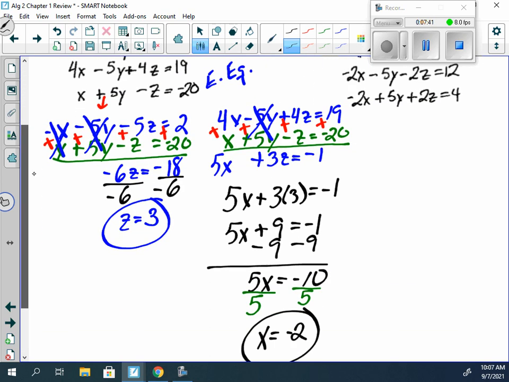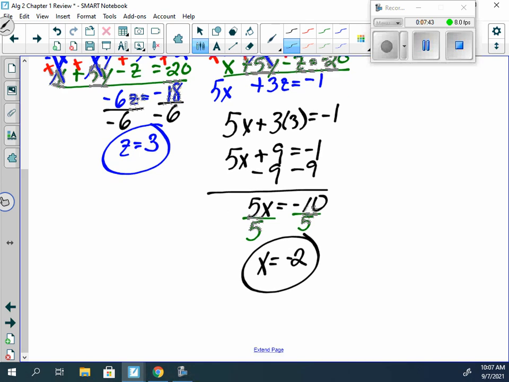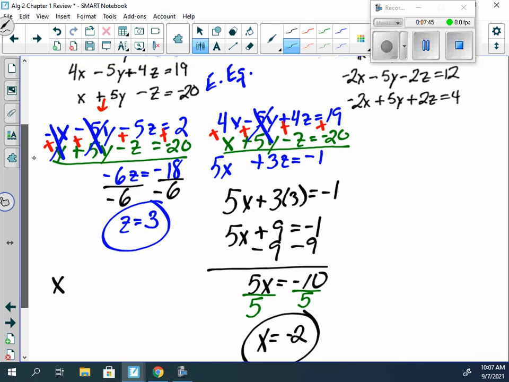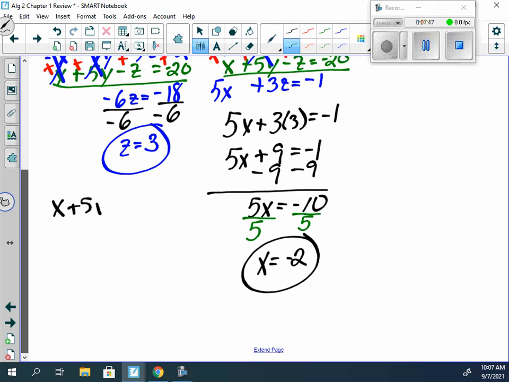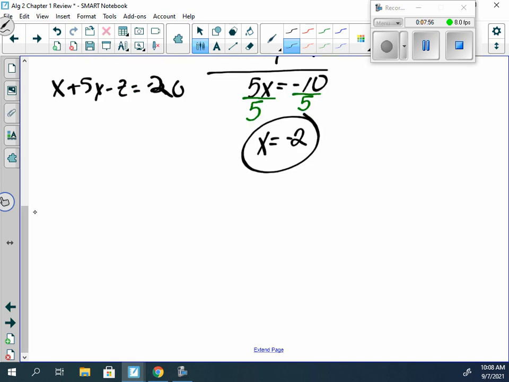Now it really doesn't matter which equation we use. x plus 5y minus z equals negative 20. I just picked one of them. It really doesn't matter which one we pick. All of them should give us the exact same results.